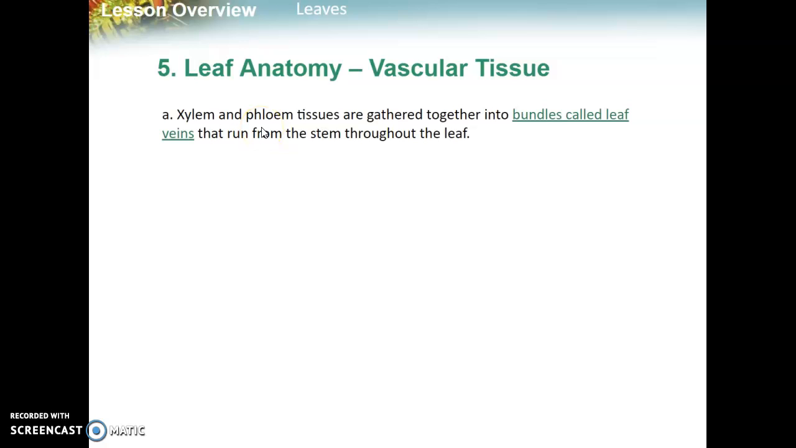Remember, the xylem are tubes that carry water through the plant, up from the roots, up from the stems, out the branches to the leaves. And the phloem tissue are tubes that carry food, nutrients that are made by the leaves both up from the roots and down to the roots.